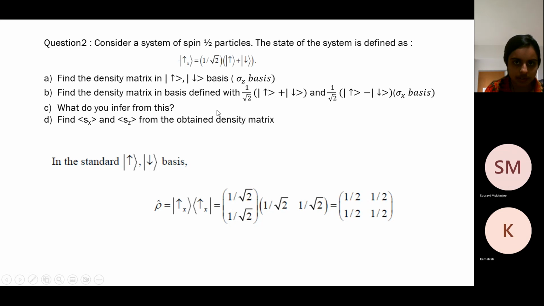Now suppose that you want to go to some another basis, where the basis vectors are given by this and this. So this was your initial basis vector. Now you have this basis vector. This is one basis vector. This is another basis vector. So how will you find the density matrix in this basis representation? What would be the way? What do you think?